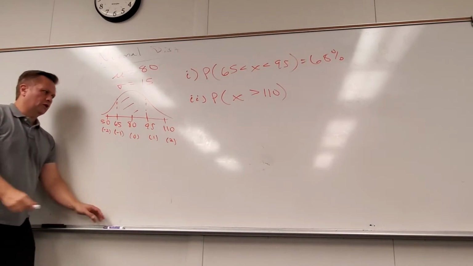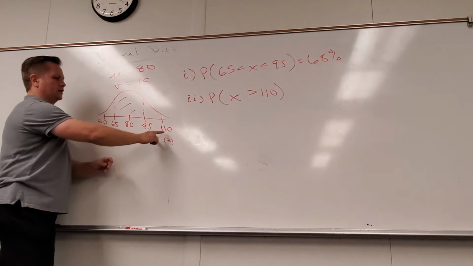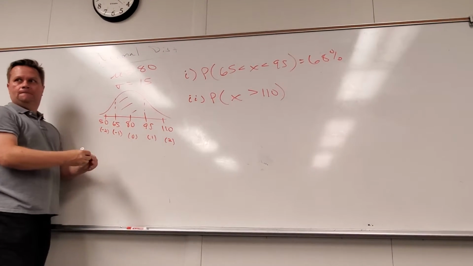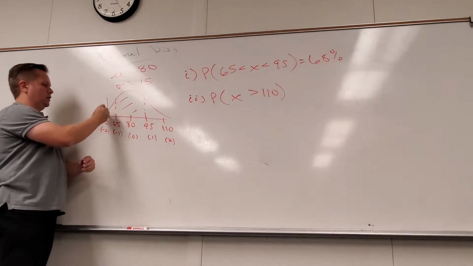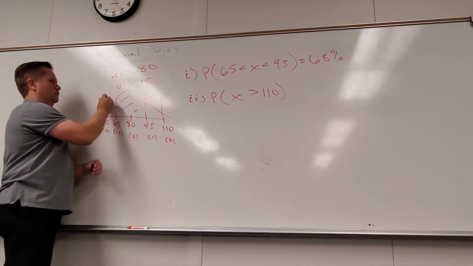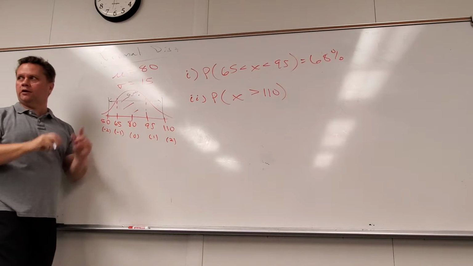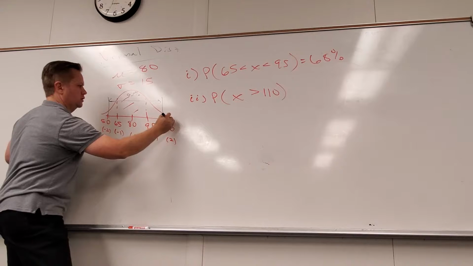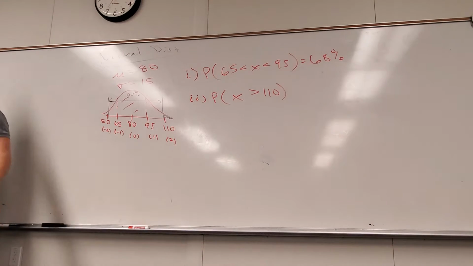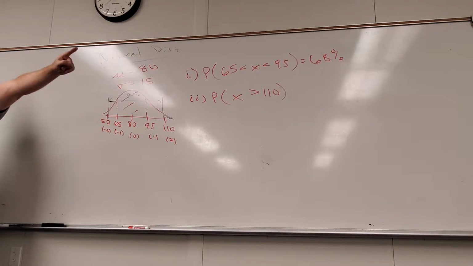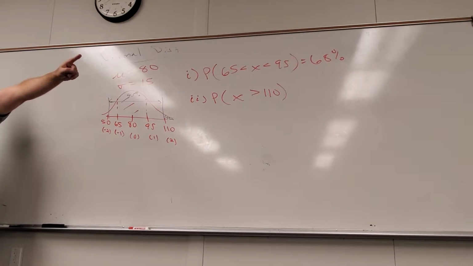Okay, so let me help you out a little bit. 110 is 2 steps away, right? What percentage is between these two? 95%. So we basically already answered this question earlier, just on the other side. So what percentage is above 110? There's 5% outside total, 2.5% on that one side.